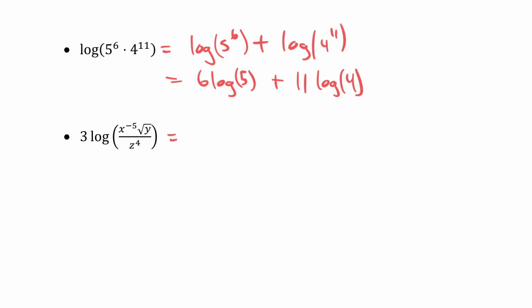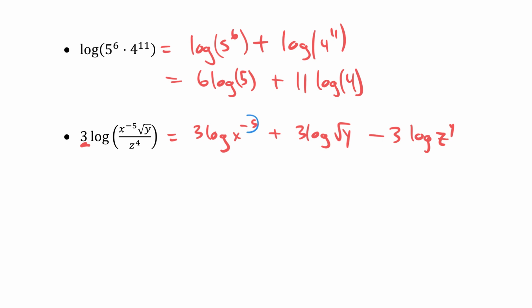All right, so we'll have 3 log x to the minus 5 plus 3 log root y minus 3 log z to the 4. Because there's a 3 in front, you can either think of this whole thing as having a 3 in front, and so we're going to need to multiply the 3 into all 3 terms. But that gets super messy, so what I just did is multiply the 3 already, because there's a 3 for the first log, a 3 with the second log, and a 3 with the third log.